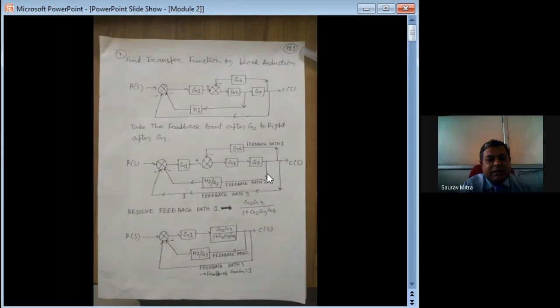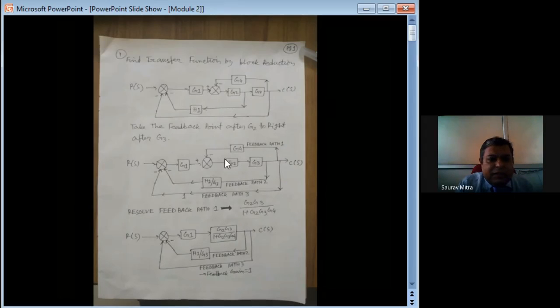So in the next diagram, this kind of diagram you are expected to draw during examinations, because if you are not drawing diagram, then it is difficult for the examiner to understand exactly what's happening. So this is the first diagram. In the first diagram, what we are doing is we are shifting this point H1 to the right side.